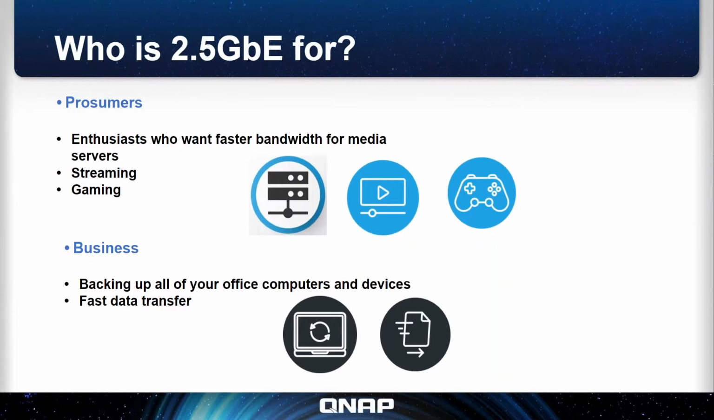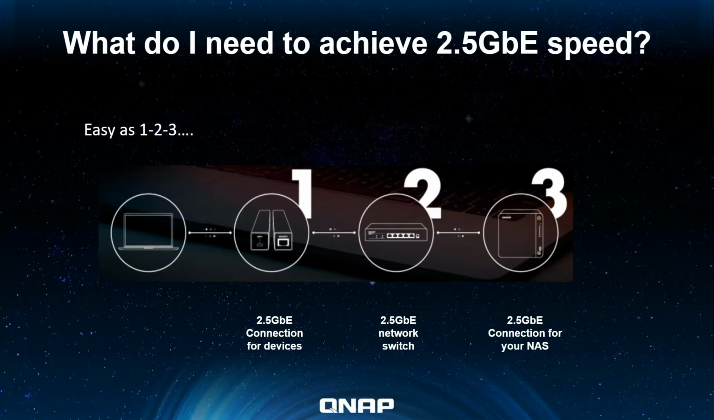So what will you need to create a 2.5 gig environment? Well, there's pretty much 3 easy steps. One, a 2.5 gig connection from your devices, a 2.5 gig network switch, and a 2.5 gig connection to and from your NAS, your QNAP NAS. So step 1 is connectivity.